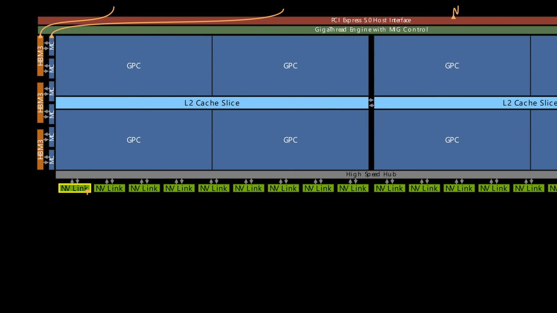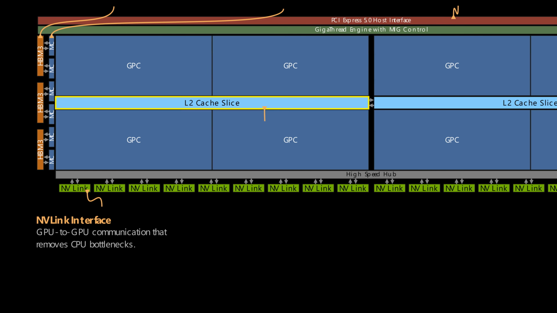High-speed GPU to GPU communication removes the CPU from the critical path, enabling true multi-GPU scaling. This cache automatically reduces repeated global memory access. You cannot control it directly, but coalesced accesses and reuse patterns improve efficiency.